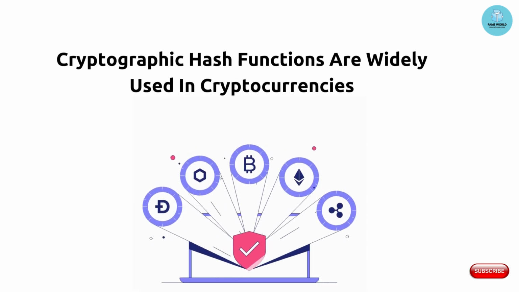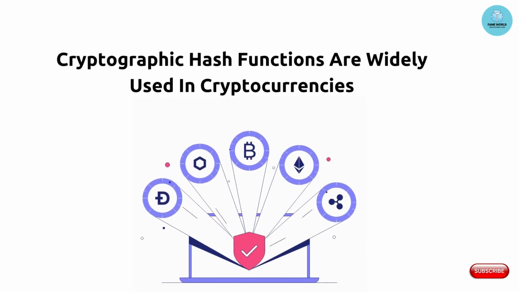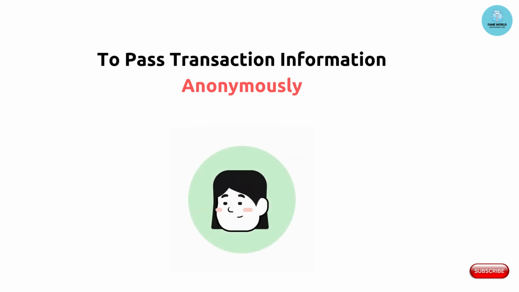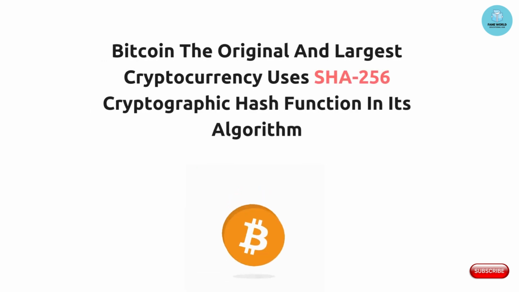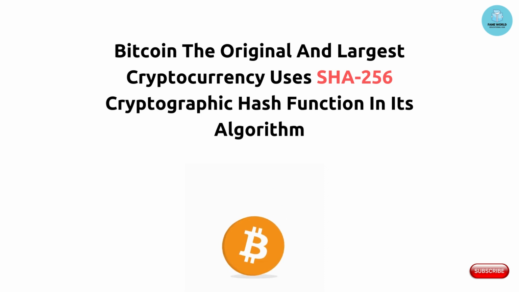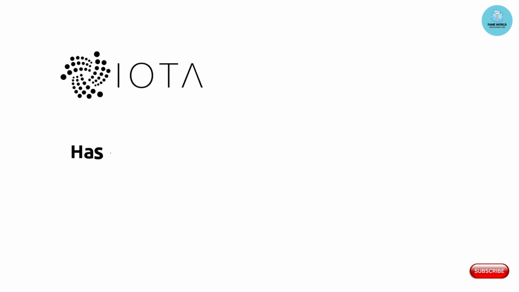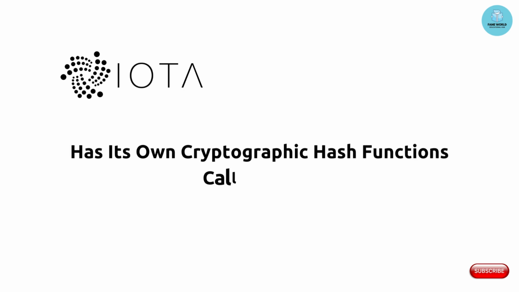Cryptographic hash functions are widely used in cryptocurrencies to pass transaction information anonymously. Example: Bitcoin, the original and largest cryptocurrency, uses the SHA-256 cryptographic hash function in its algorithms. Similarly, IOTA, a platform for the Internet of Things, has its own cryptographic hash function called Curl.